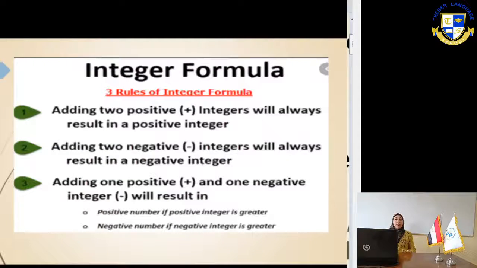Here, to summarize all of these rules, we will say: adding two positive integers, the answer will always be positive. While adding two negative integers, the answer will always be negative. Adding one positive integer and another negative integer, the answer will be according to our two steps. I'll take the difference between them, and I'll give the answer the sign of the greater number.